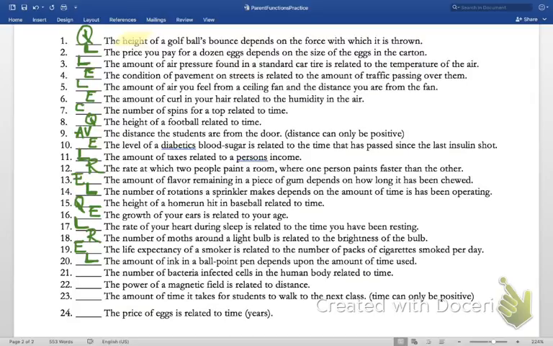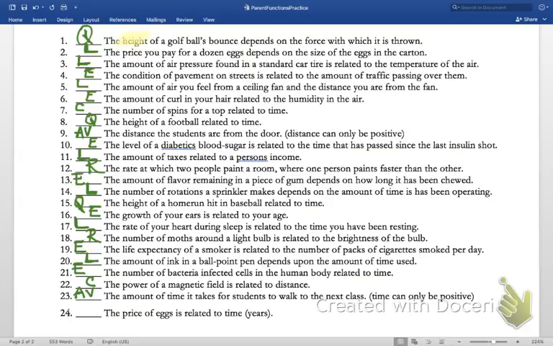The number of bacteria. We talked about bacteria infecting the body. That was an exponential one. Magnetic field related to distance. There's our cubic. Okay, the amount of time it takes for students to walk to class, and I'm talking about your normal students. Can time be negative? No. Time's always positive. That makes it an absolute value.